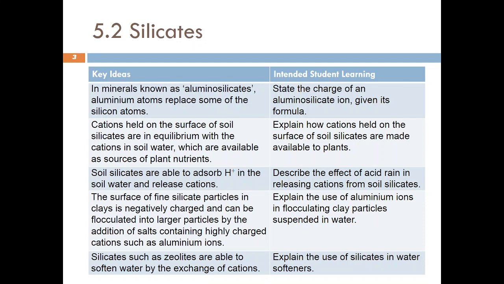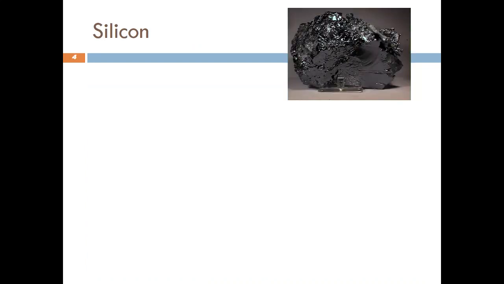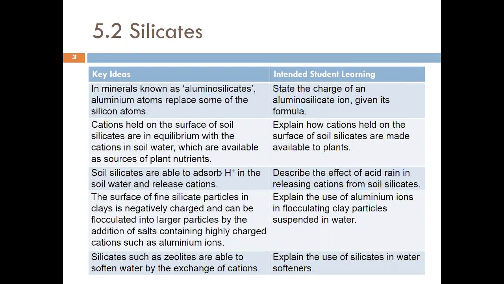Okay. Acid rain releasing cations from soil silicates. So leaching is something we talked about in environmental chemistry, and that's again repeated, but from a soil perspective. Second last there, explain the use of aluminium ions in flocculating clay particles. We're going to start from there. And explain the use of silicates in water softeners. So today's lesson is going to be these last two really.